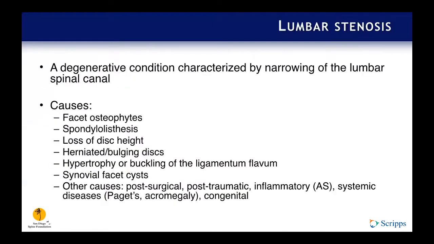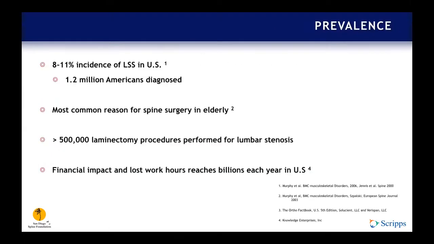So in overview, lumbar stenosis is considered a degenerative condition that's characterized by narrowing of the lumbar spinal canal. The causes are multifactorial, can be caused by multiple etiologies that are typically causing anatomic compression of some sort. It could be facet osteophytes, it could be spondylolisthesis, any combination of the ligamentum buckling, hypertrophy, and synovial cysts.